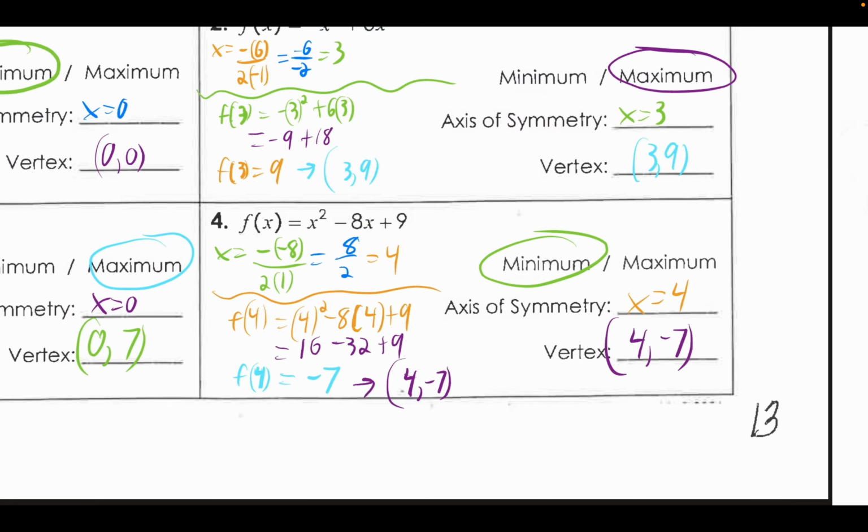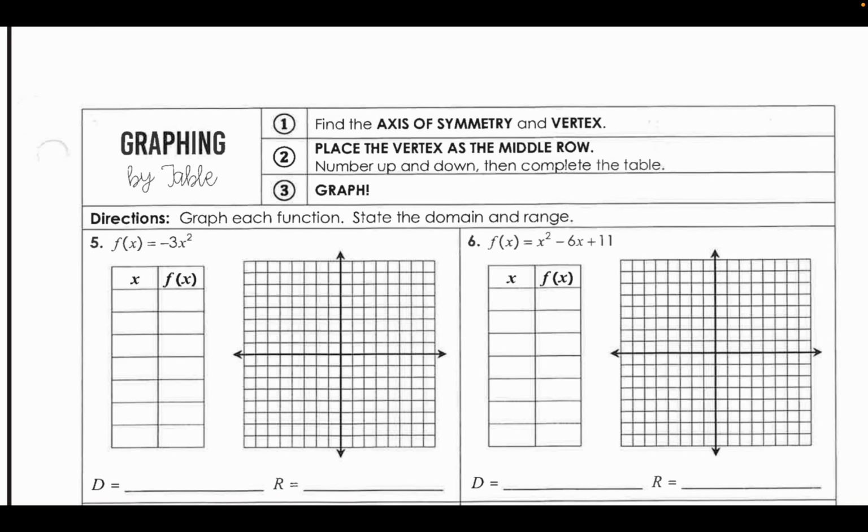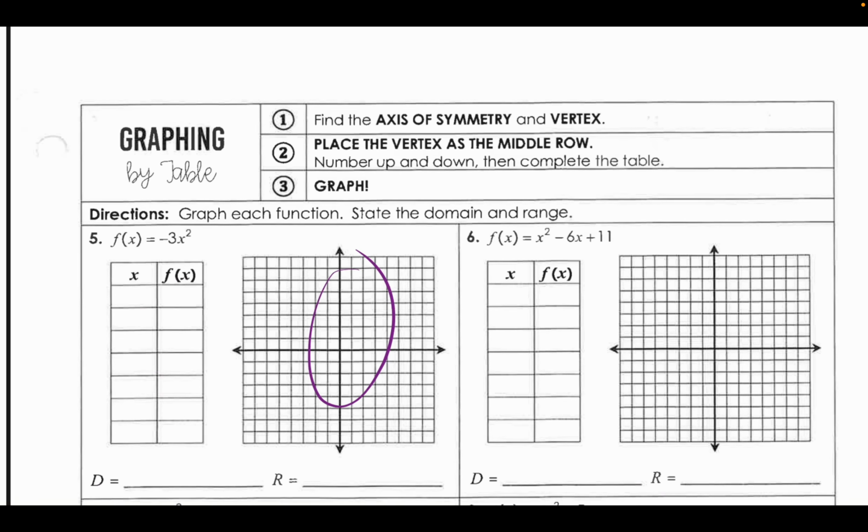Moving on, now we're going to start graphing these. And so when we're graphing these, we're going to utilize the same information we've been using so far on the last 4. So we're going to find the axis of symmetry, and from the axis of symmetry, find the vertex, place that in the middle row, and then put numbers up and down, typically just the next integer, increasing and decreasing. And then we're going to plug all those values in and get our y values out, and then graph them. Then we're going to find the domain and range.